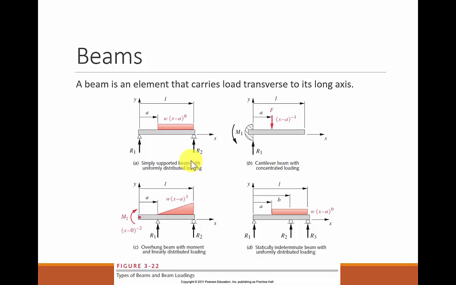B is a cantilever beam with a point load. C is an overhung beam, has a moment loading as well as a linear distributed loading. And then finally, a statically indeterminate beam. We won't really talk about this until maybe a week from now, about how to calculate it. What makes this problem difficult is since there are three reaction forces, it's no longer quite so simple to determine what the reaction load is. All of these other equations, given F, I can calculate R1 and M1 using the equations of motion, F equals ma, for this problem.